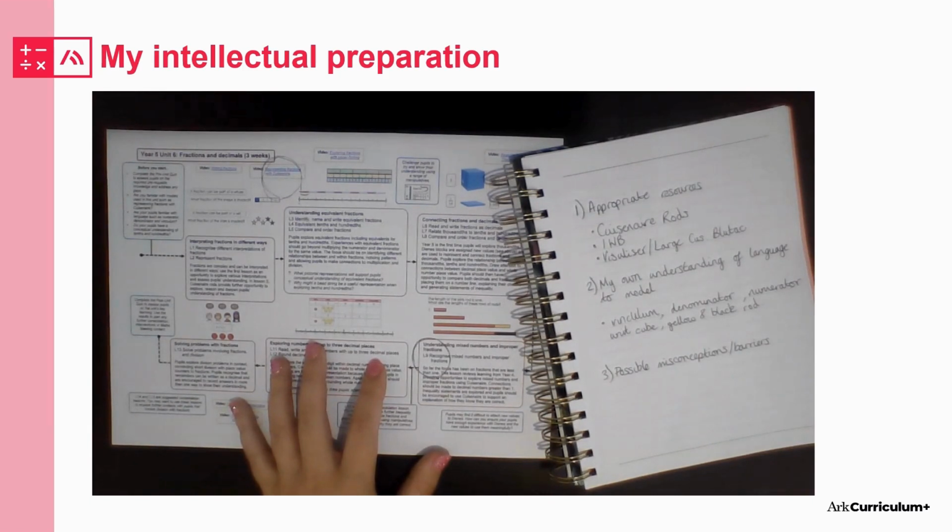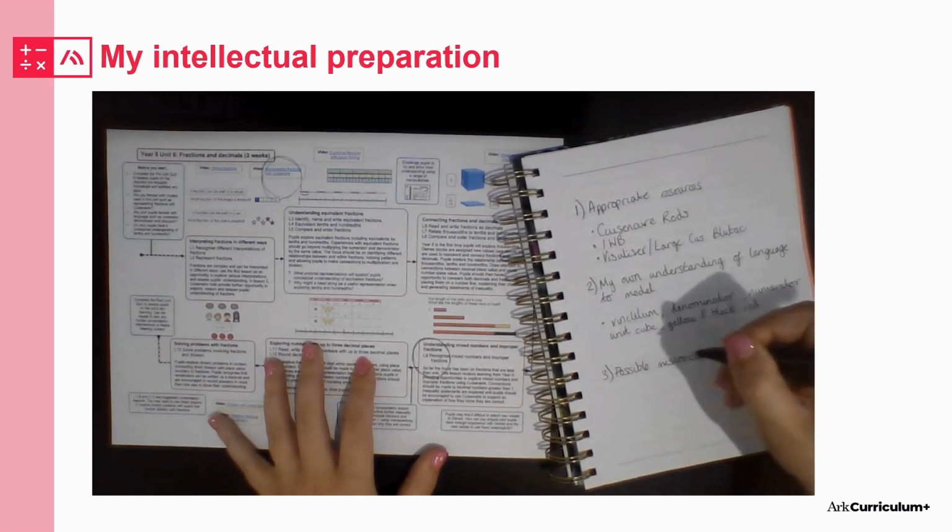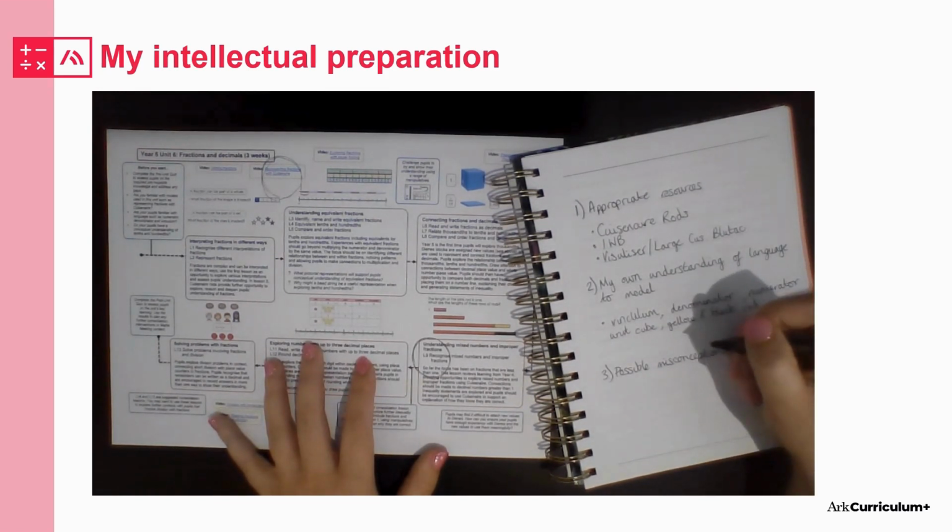I might also make a note of things like the same length means that they're equivalent, to ensure that I verbalise that to my children and don't assume they know. I'm also going to write down things like improper fraction and mixed number. Making a note of this on paper supports you to remember to mention it when you're modelling to your pupils.